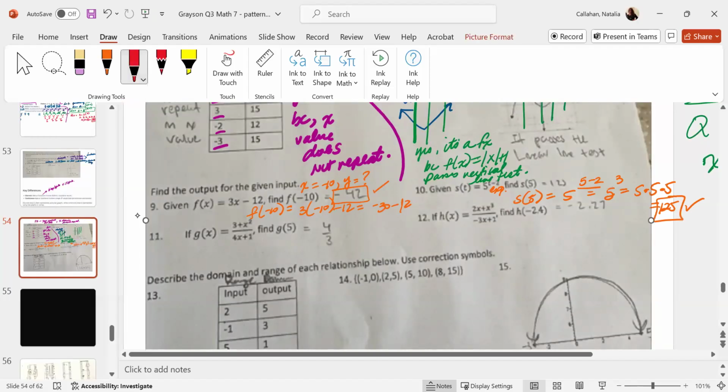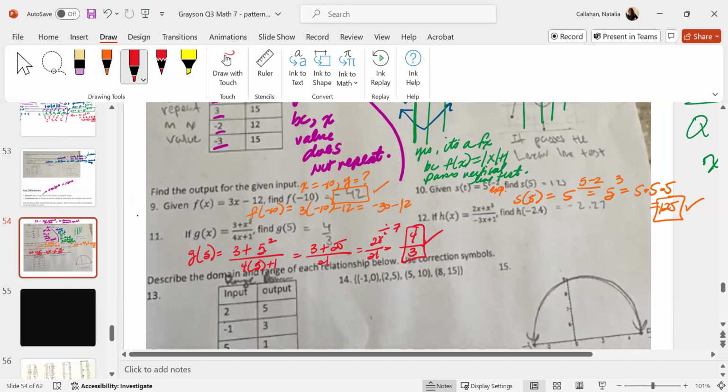If d of x equals... You need to show the work here. Where's your work here? 3 plus 5 squared over 4 times 5 plus 1. Show me the work. Okay, so explain what you did. So what I did was I replaced all the x's with 5. So then 3 plus 5 squared is 28. And 4 times 5 plus 1 is 21. Then I simplify it, which gives me 4 thirds. 4/3. Good. That looks good.